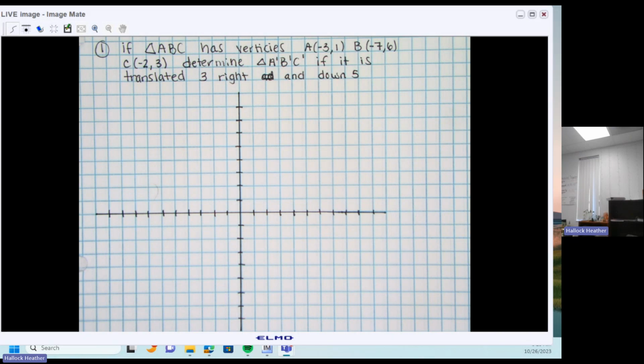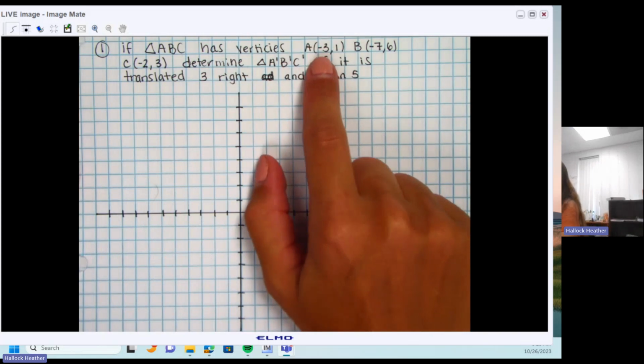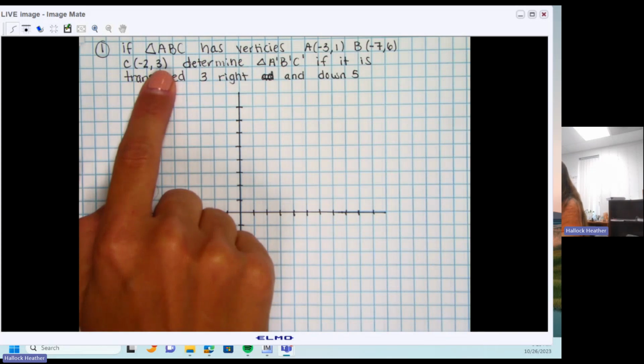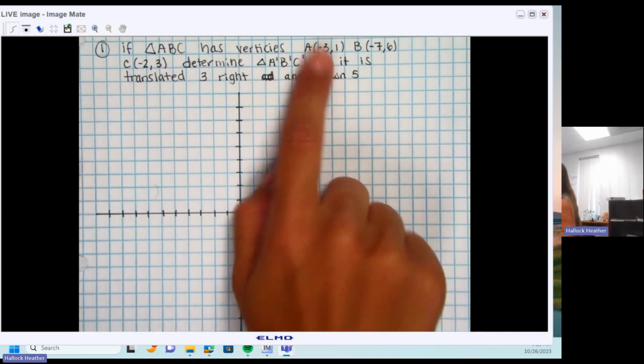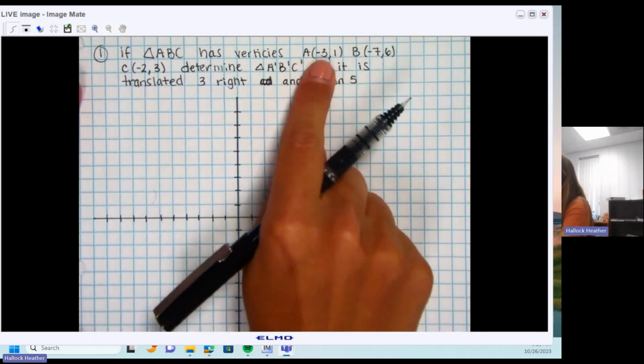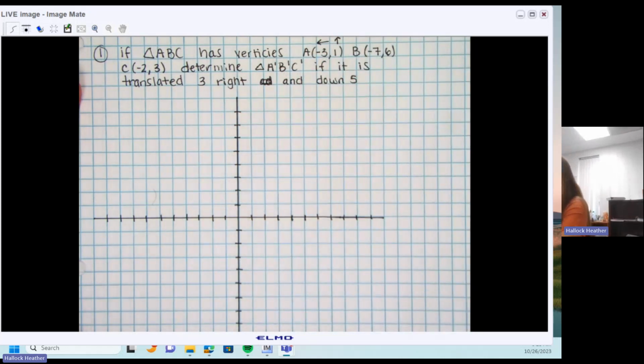Okay, now that we have our graph, we're going to plot our original coordinate points. Triangle ABC has vertices, meaning corners, A -3, 1, B -7, 6, and C -2, 3. To plot a point, remember you go side to side first, and then up or down. People get it confused because it's the opposite of rise and run. When you started graphing lines in Algebra 1, people plotted points wrong because they were thinking rise and run.